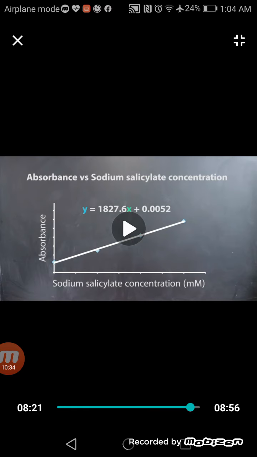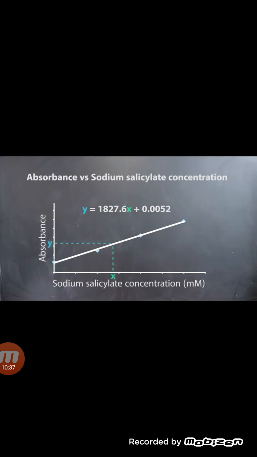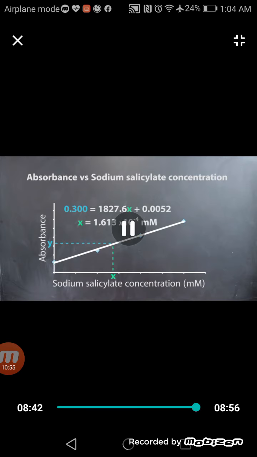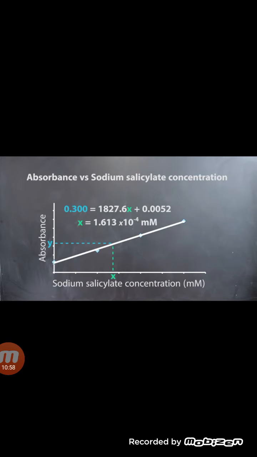Or the second way: you should also double check your answer visually with the graph. For example, in this graph, if the absorbance of the unknown was 0.3, then you could use the formula for the standard curve, which is shown here, plug in 0.3 for y and obtain a concentration of 1.613 times 10 to the power of negative 4 millimolar. Of course, here from the graph too, once I know the absorbance I can extend the line, and I find the concentration of the unknown for each tablet I put in my experiment.